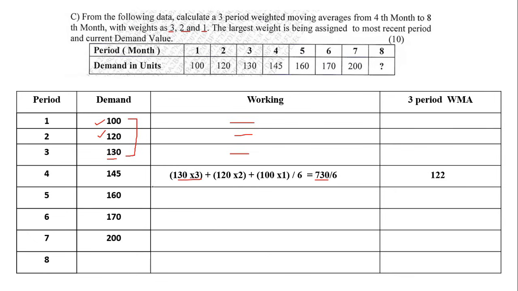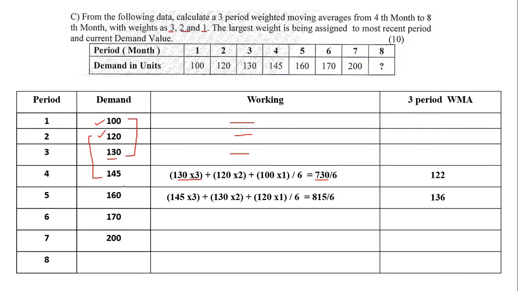Now this is very crucial. When I come to the next step, I take the next 3 values. You always start from the latest value. So 145 will be into 3, 130 will be into 2 and 120 will be into 1. So 145 into 3, 130 into 2, 120 into 1, divided by 6. When you multiply and add up, you get 815, divided by 6, we get the amount as 136.